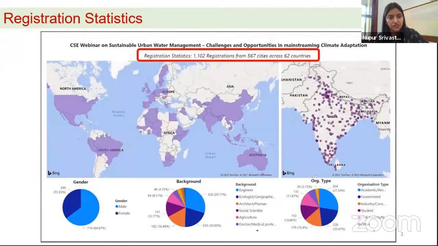As we can see from the registration statistics, we have crossed over 1100 registrations across 62 countries, as depicted on the map itself. We have a lot of engineers, architects and planners. We have geographers, coming from different organizations. They are government officials, academicians, and people from civil societies. They are consultants also.